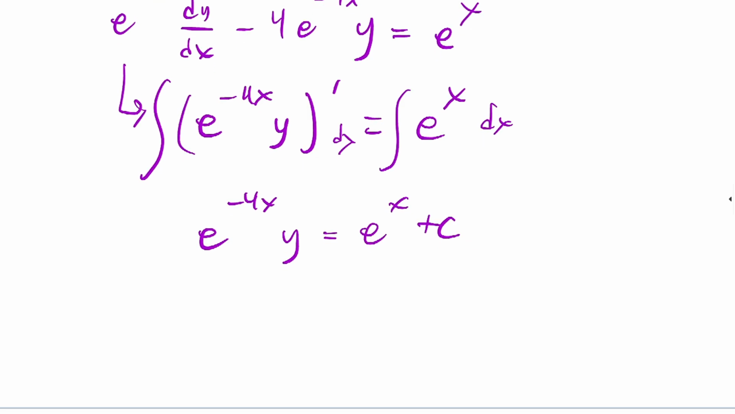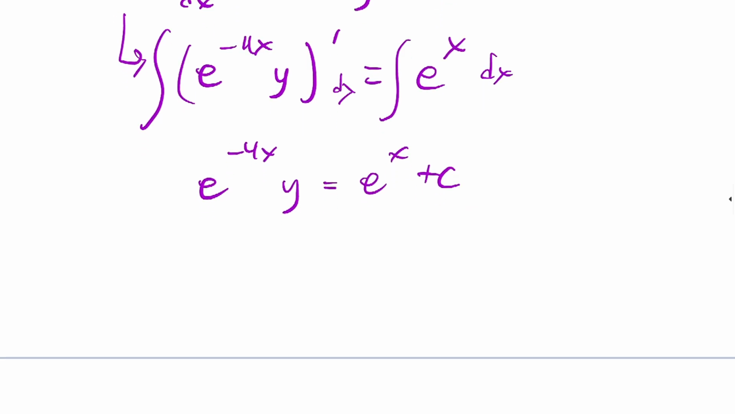And so our final solution is just going to be y is equal to e to the 5x, because we're moving it to the right-hand side, but it's a negative exponent. And then we have plus ce to the 4x. Okay, so this is our final solution. And if they give you an initial condition, you can solve for this c. But that's the solution to our differential equation. So this is the idea of the integrating factor.